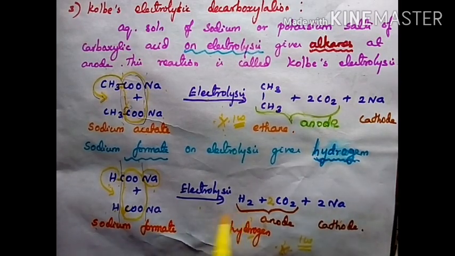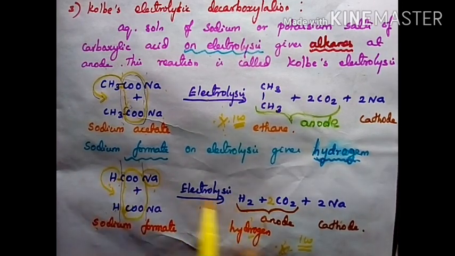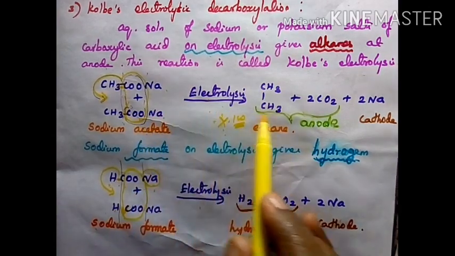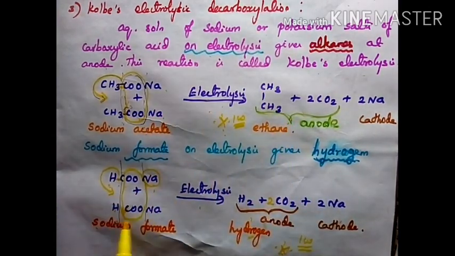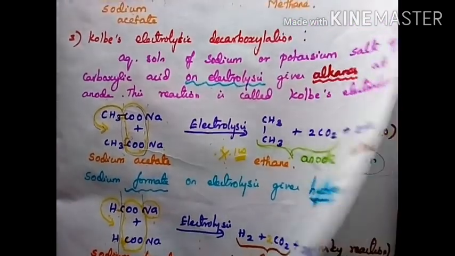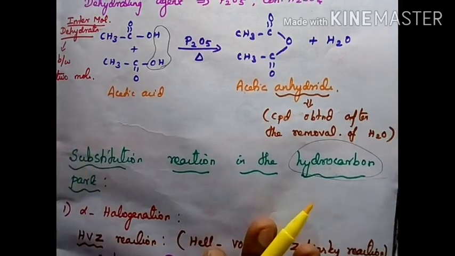If you put CH3, it means ethane. Here only one hydrogen is there, so hydrogen. Sodium acetate on electrolysis gives ethane. Sodium formate on electrolysis gives hydrogen. Now, next reaction with ammonia.